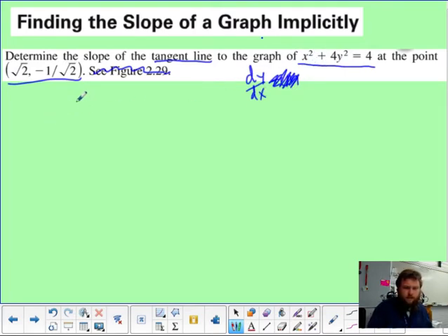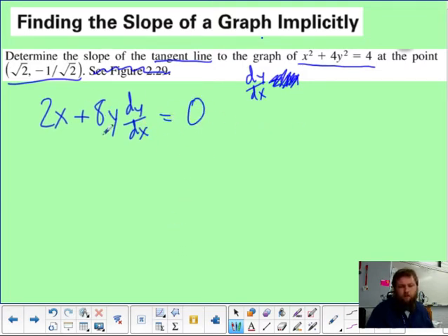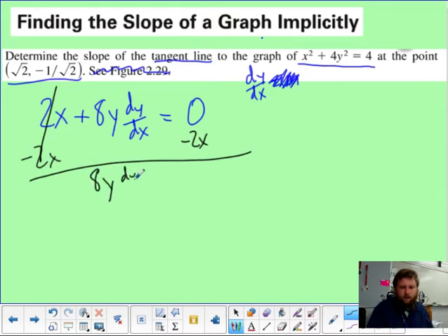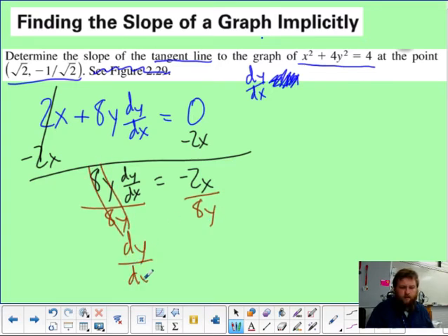So differentiating this, x squared differentiates to 2x plus 4y squared. So it's going to be plus 8y dy/dx, which is going to equal 0. I want to rearrange it to dy/dx, so I'm going to subtract 2x on both sides. These will cancel out, so you get 8y dy/dx equals negative 2x. And I want to divide by 8y on both sides, because I've got to isolate the dy/dx. And these will cancel out, so you're left with dy/dx equals, reducing the 2 and the 8 to 1 and 4, negative x over 4y.